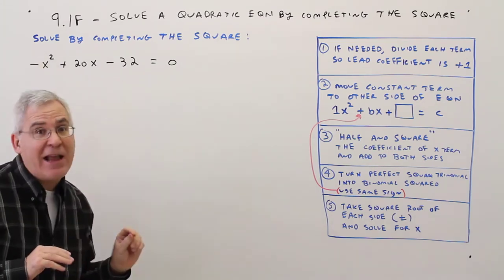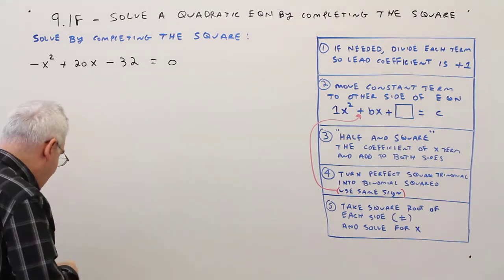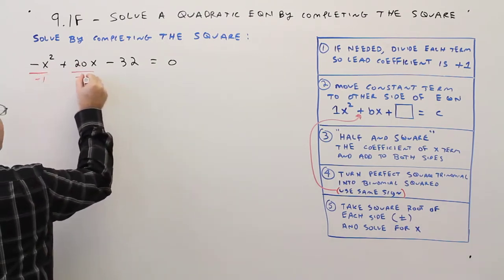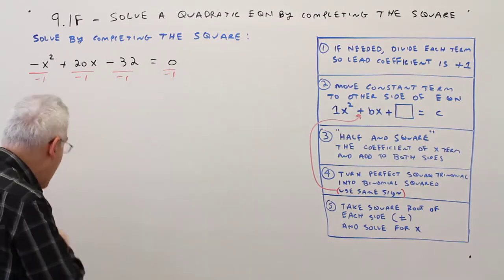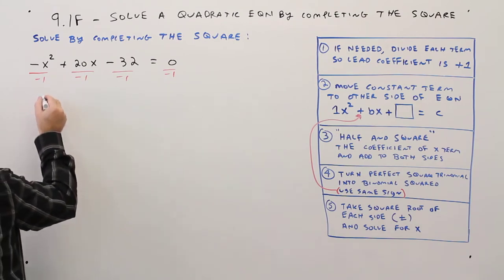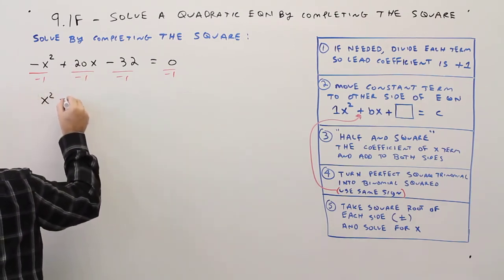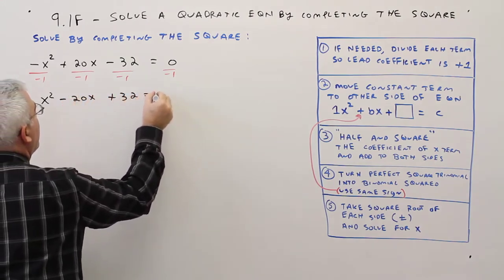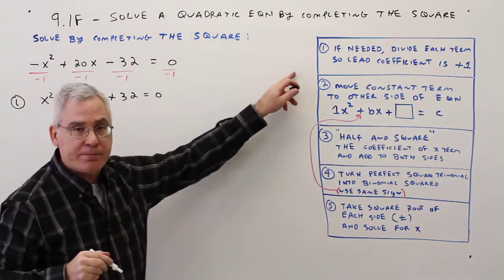Over here I've got negative 1x squared, so I'm going to divide each term by negative 1, so I get a positive lead coefficient. So divide by neg 1, divide by neg 1, divide by neg 1, divide by negative 1. After I do that, I'll get your example in your book. So you'll get x squared, basically I'm changing the signs, minus 20x plus 32 equals 0. So that was step 1.